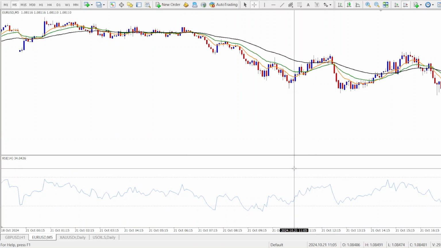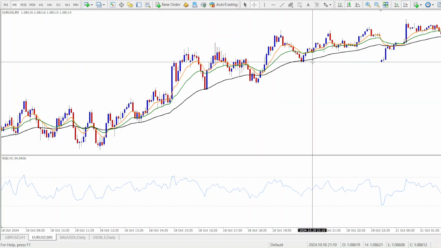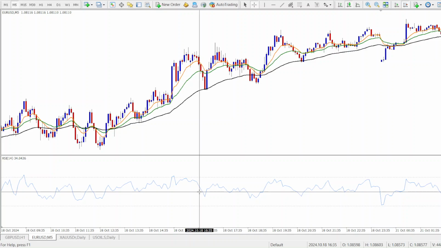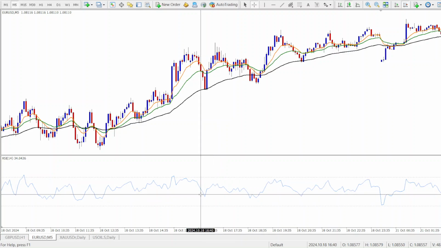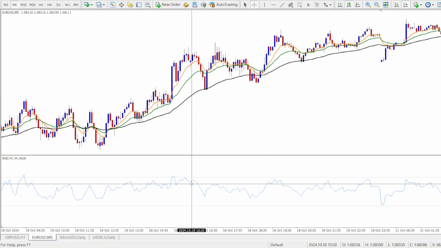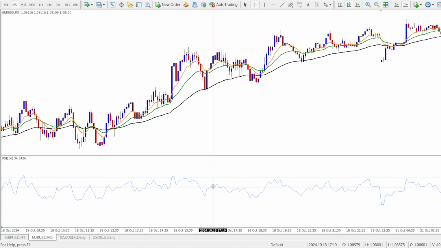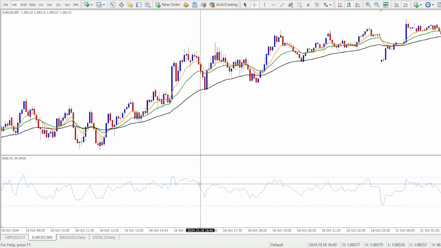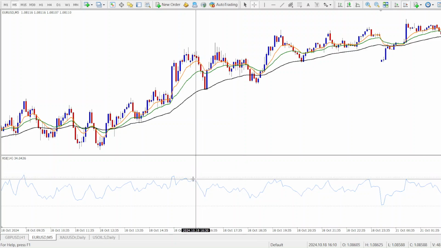Now in trending markets, the RSI stays above 40 in an uptrend. Let's go back to an uptrend. In a trending market, we can just consider around half of the 30 and 70 levels, the midpoint. When the RSI is about the midpoint, it can suggest a strong momentum. However, when the RSI enters the overbought level, it can show that the bullish momentum is getting weak.